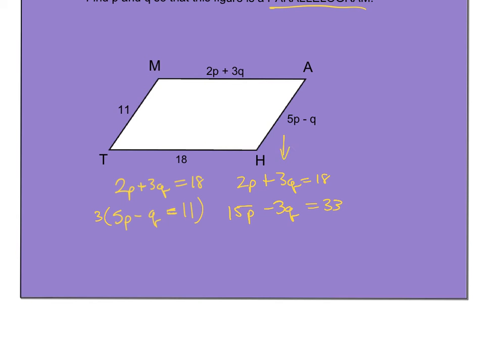And then look what happens when I do that. Plus 3q minus 3q, so that will go away. So I will have 17p. If I add these things, the q terms will completely go away. And this will become 51. So a little division later, I get p to be 3.